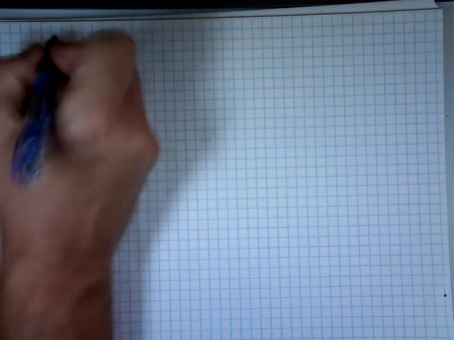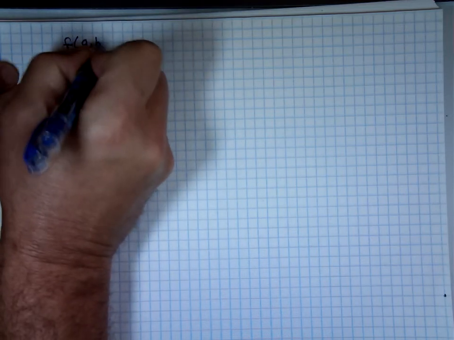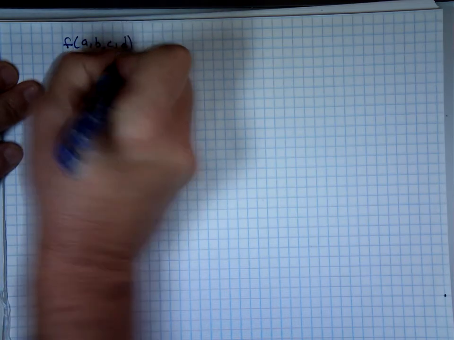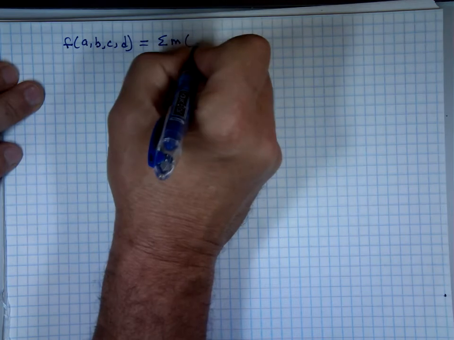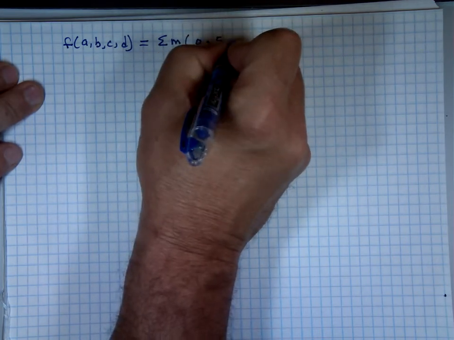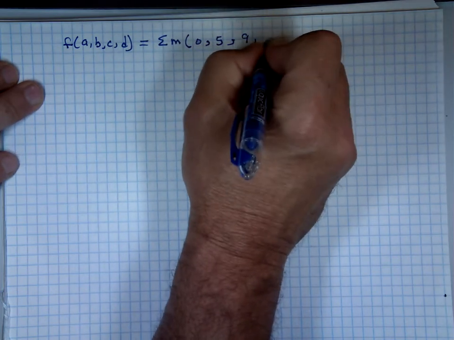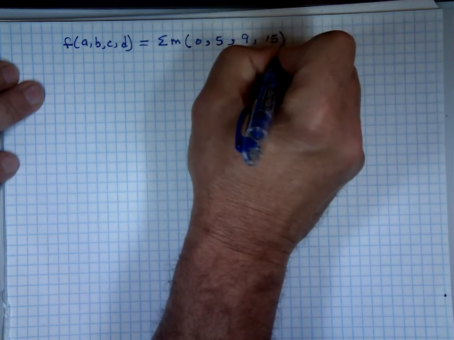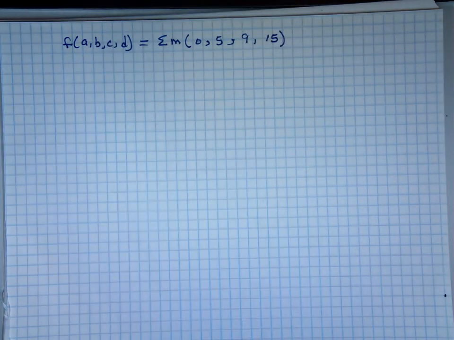I use graph paper, so I'll keep the lines straight. Let's say we have f of a, b, c, and d equals the summation of the minterms of 0, 5, 9, and 15. Now I have no idea if they can be simplified or not. I'm just making things up.